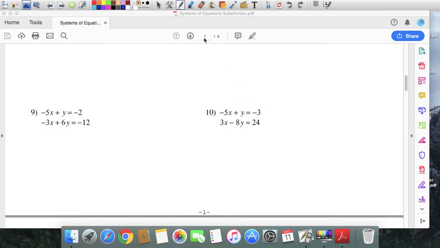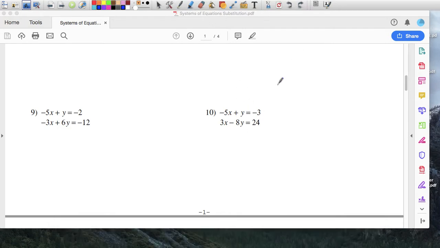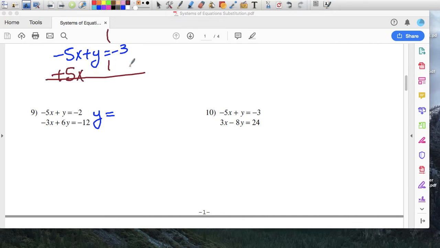So remember, I want to make it look like this, so the y is all by itself. So what I can do, I'm going to add 5x to this side, and I'm going to add 5x to this side. Minus 5x and 5x, that gets rid of the 5x, so you can tell I have my y isolated. On the other side, negative 3 plus 5x, right? So this equation is the same thing rewritten, negative 3 plus 5x.